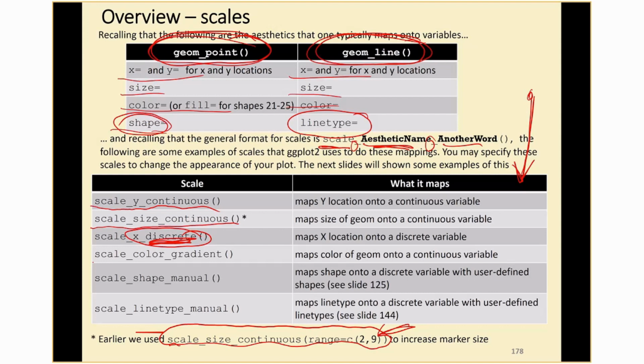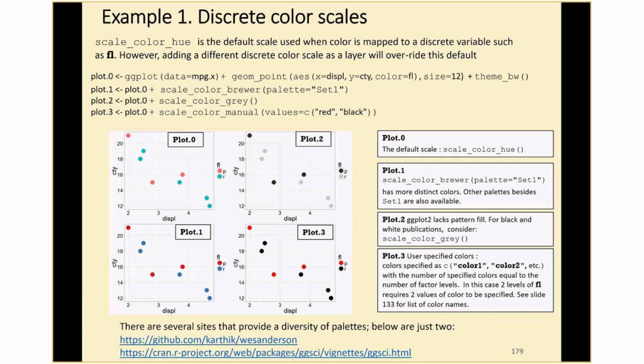So what's shown here is that scale color gradient is the scale that's used when color is mapped onto a continuous variable. And scale shape manual and scale line type manual are very powerful scales that can be used to make user-defined shapes for scatter plots or user-defined line types for line plots. So now what I'm going to do is go through a series of examples.